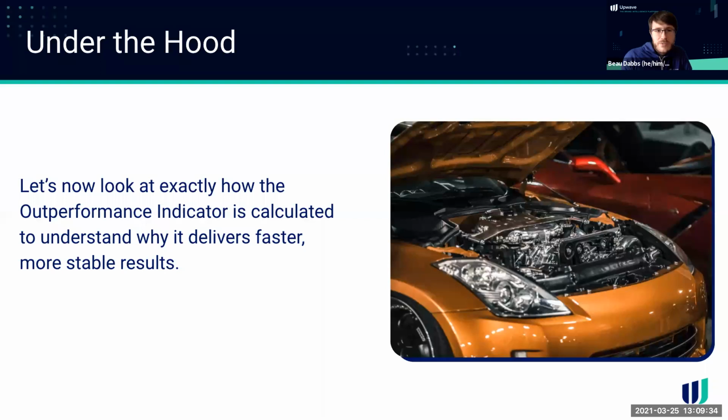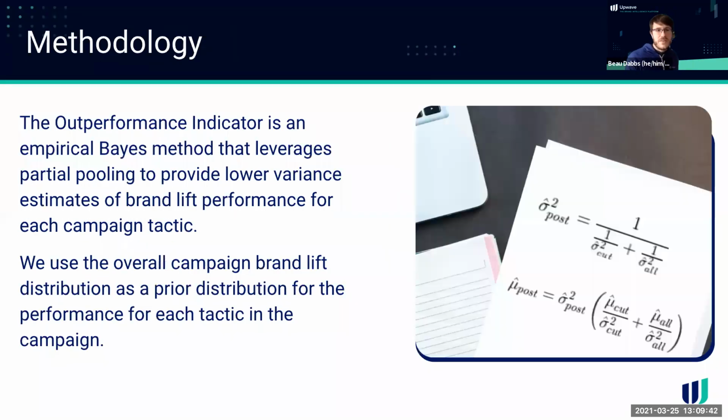So now that we've shown an example of how the outperformance indicator works in action, we're going to look under the hood to show you how we're calculating this metric. And at its heart, the outperformance indicator is an empirical Bayes method that leverages partial pooling to provide lower variance estimates of brand lift performance for each campaign tactic. These estimates use the overall campaign brand lift distribution as a prior for the tactic brand lift distributions, giving us conservative performance estimates that are less prone to high variability.